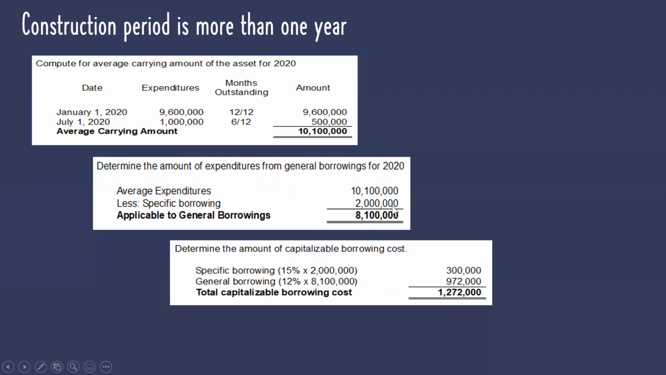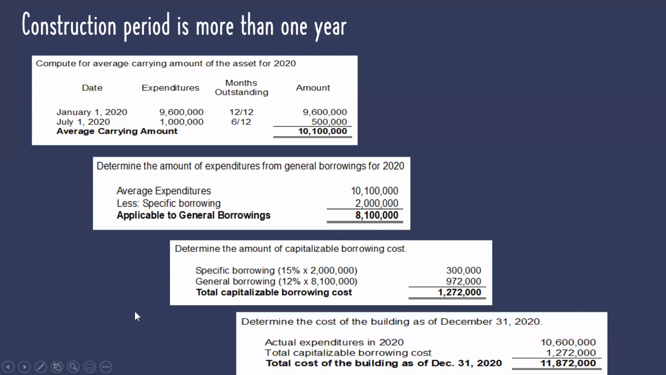Again, ang ibig sabihin lang nito, class, na based sa ating na-compute na average expenditures, dineduct natin ang specific borrowing. So ito yung amount na most probably galing sa general borrowing. So that's why yan lang yung amount na kukumputan natin ng borrowing cost, or we termed it as capitalizable na borrowing cost. So that's a total of 972,000. So all in all, ang ating capitalizable borrowing cost from specific and general borrowings ay 1,272,000. So the next is, if you'll be asked na magkano na ang cost ng building as of December 31, 2020.